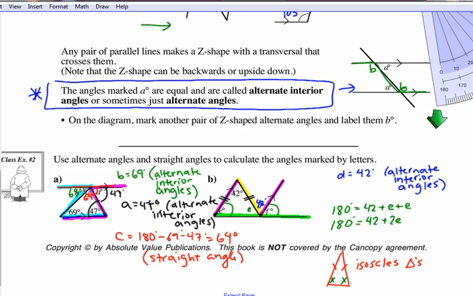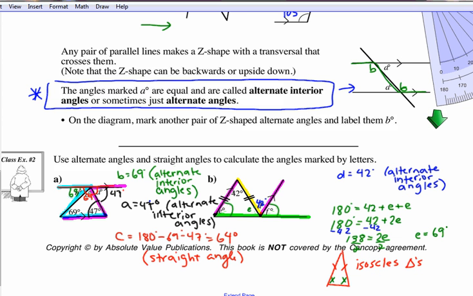Now you could also use 180, right? Our isosceles triangle will add to 180, which is derived from a straight line property. So if I take away 42, what will that give us? 138. And that's going to equal 2E, and so all we have to do is divide it by 2. And so our angle for E is 69.